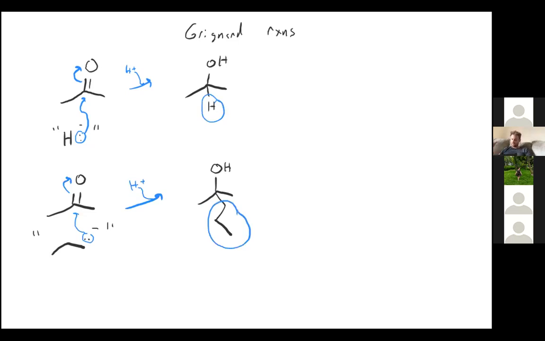Like with our reductions, where we weren't able to just use hydride, we had to use a carrier, so lithium aluminum hydride or sodium borohydride. We can't just use carbon as a nucleophile. It's too strong of a base. Same thing with just hydride. We're going to use what's called a Grignard reagent. So a Grignard reagent is going to be something that looks like this here.